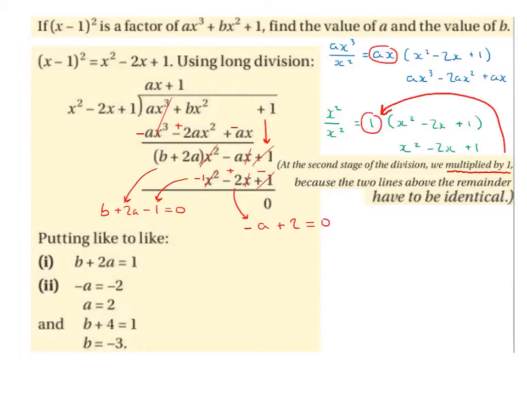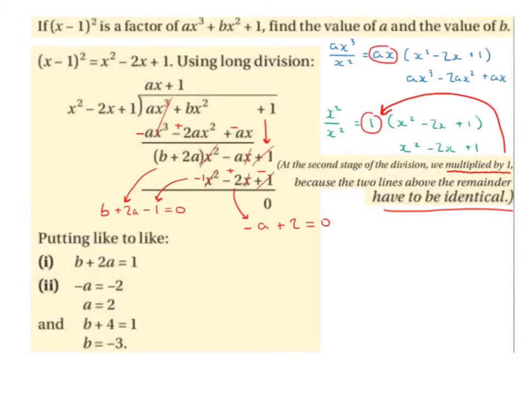We then repeat the process. The highest power of x in front of the bus stop is x squared, the highest power of x outside the bus stop is x squared, and x squared divided by x squared is 1. So we write 1 on top there, and 1 multiplied by x squared minus 2x plus 1 is x squared minus 2x plus 1, so we write that down here. Another way of looking at it is that at the second stage of division, we multiply by 1 because the two lines above the remainder have to be identically equal. That's really why we have the 1 here, because these have to match up so that we can put like to like.